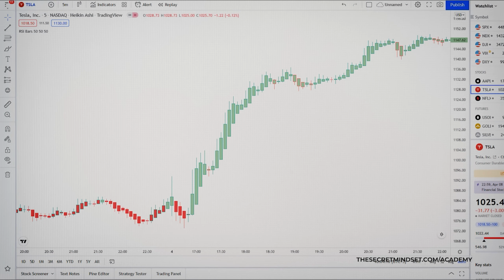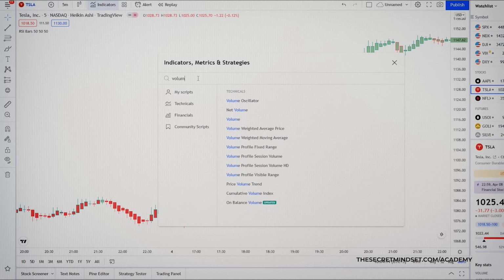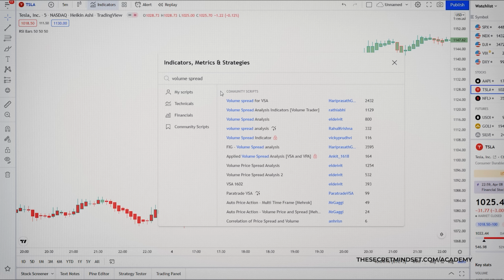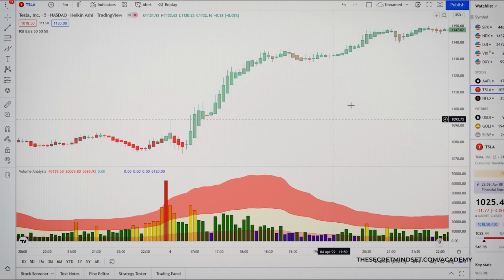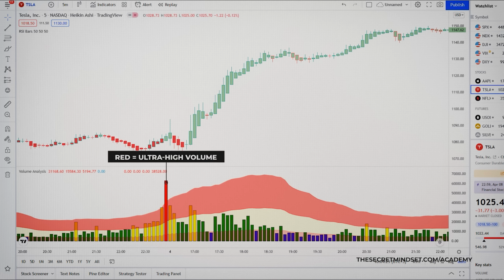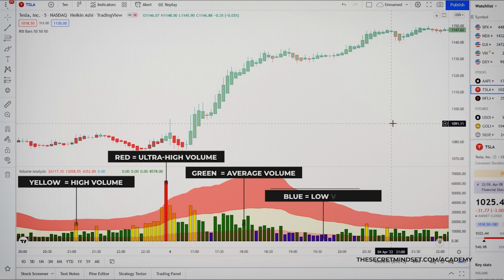For volume confirmation, I use this indicator called Volume Spread for VSA. It shows you how the relative change in volume between bars is happening. It's very easy to read volume using this indicator. Red means ultra high volume, yellow is high volume, green is average volume, and blue is low volume. This is probably the best VSA indicator on TradingView.